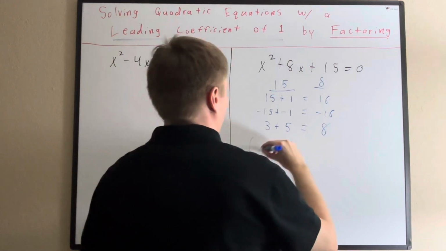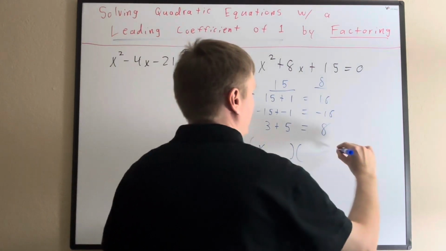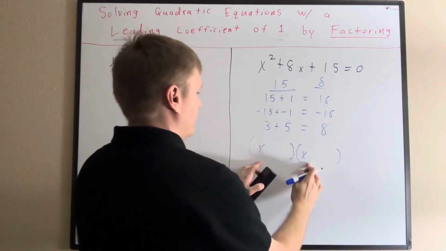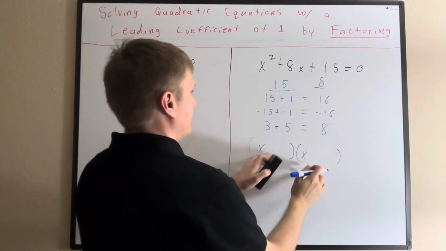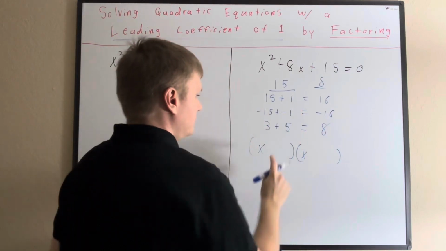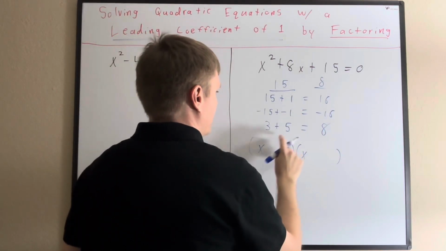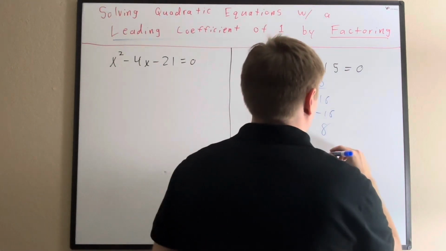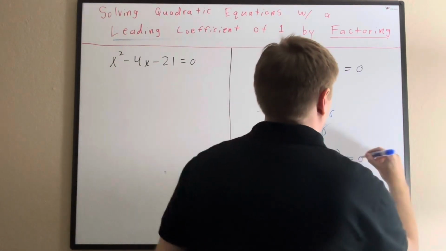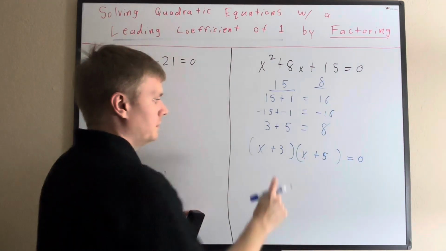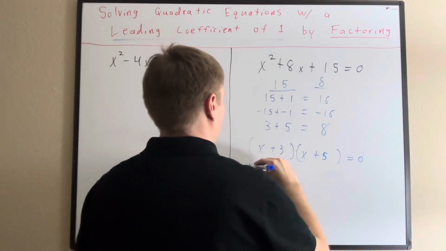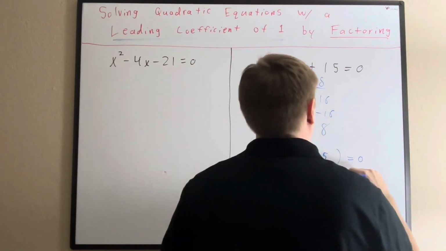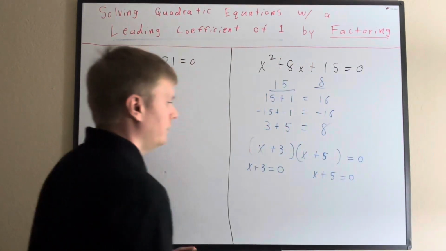So what do? 2 binomials, right? Both of them start with an x, because x times x is x squared, right? And we just put one of these numbers in one and one in the other. Now what do? We set them each equal to 0 in their own little equation, because if either one of them is 0, then the whole thing is 0.